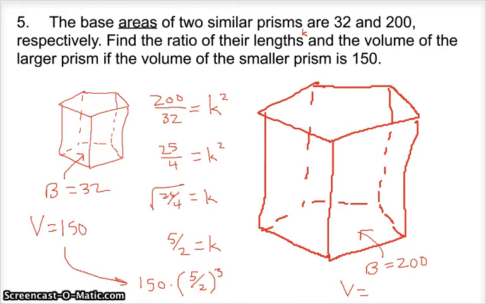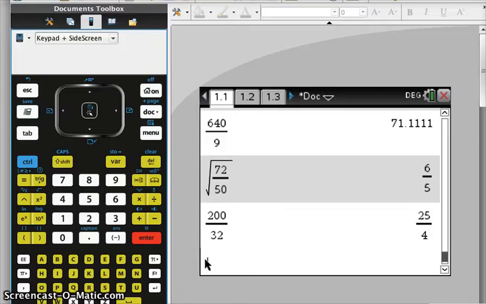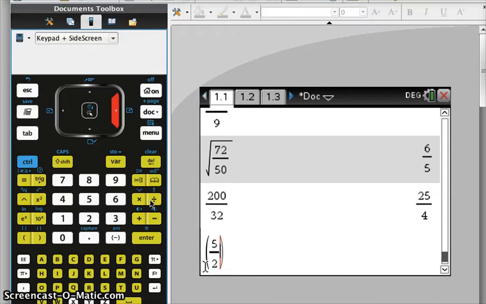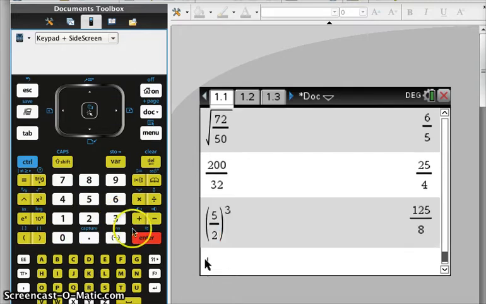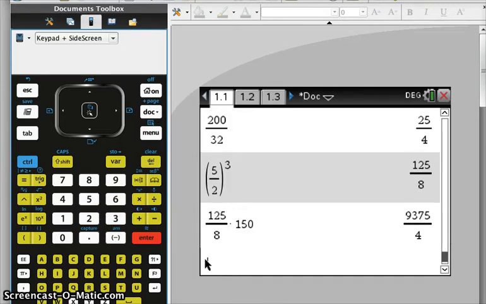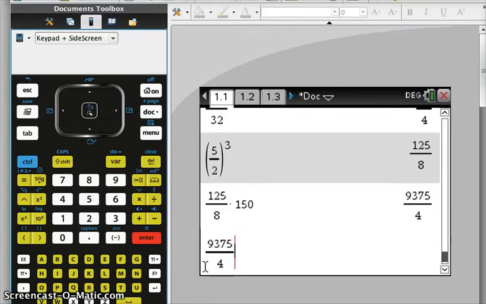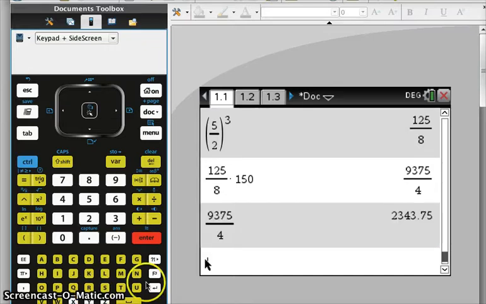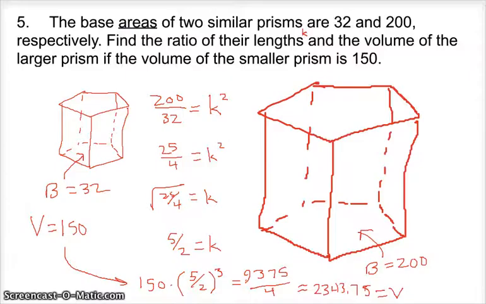So let's go back out here. If you want to take 5 halves and cube it, here's an interesting way to do it. Take 5 halves like that, and then outside the parentheses, take it to the power of 3. I get 125 over 8. And I'm supposed to take that times 150. And I get a number like 9375 over 4. These aren't pretty. I'll just pause. Yeah, and that's the volume of that thing.